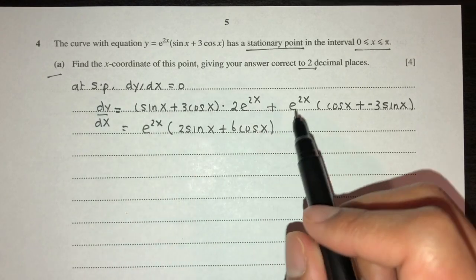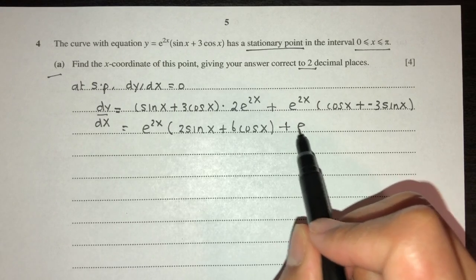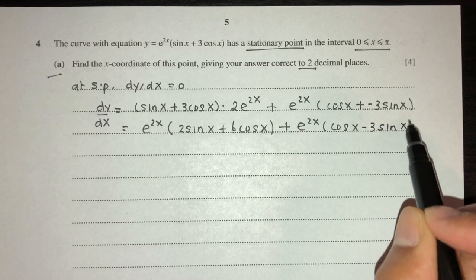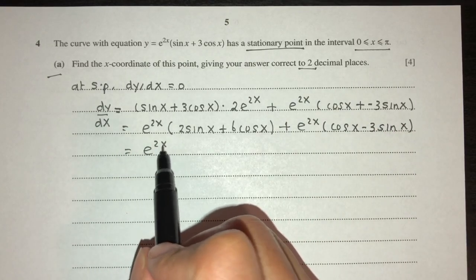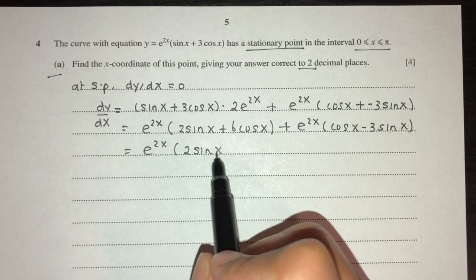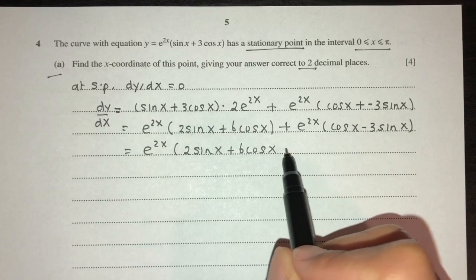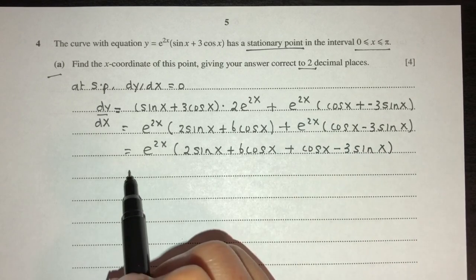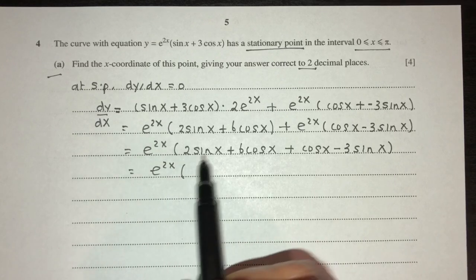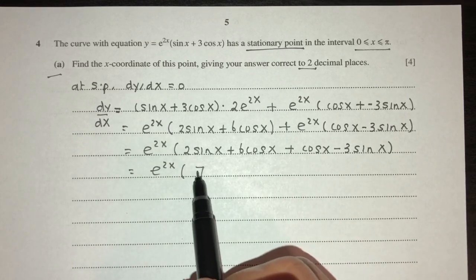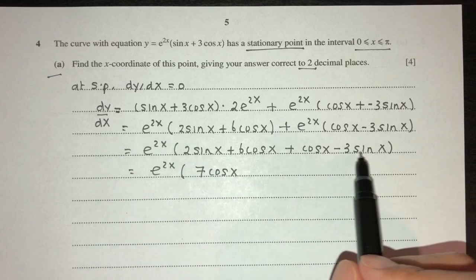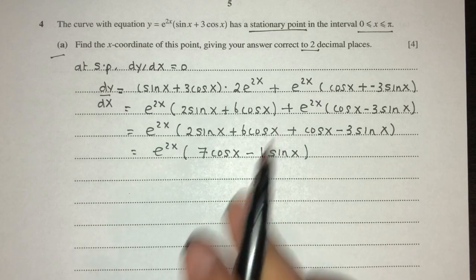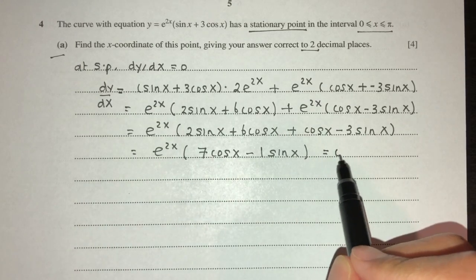Plus, you have this, and then you have to simplify again, cos x minus 3 sin x. Now let's simplify again. That will be 2 sin x plus 6 cos x plus cos x minus 3 sin x. That will become, so 6 plus 1, that will be 7 cos x, 2 minus 3, should be minus 1 sin x. So that will be your dy by dx.